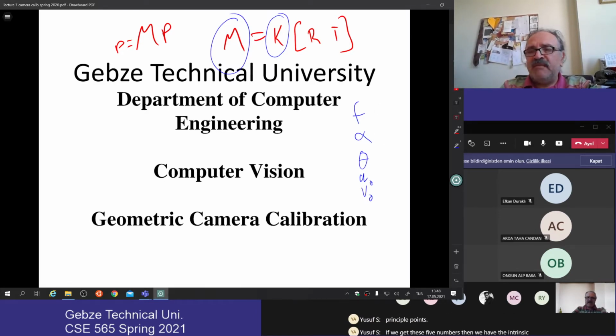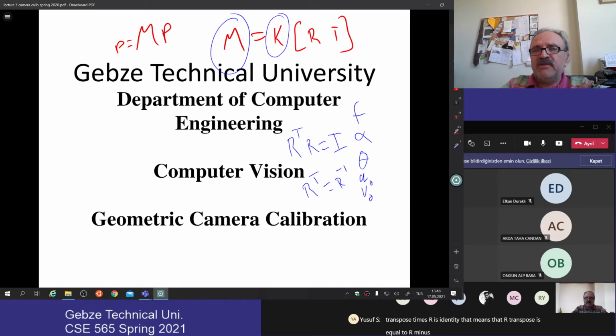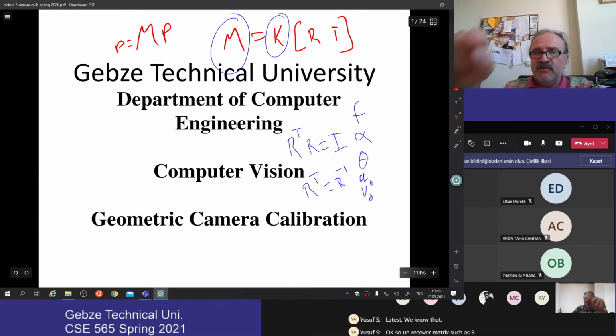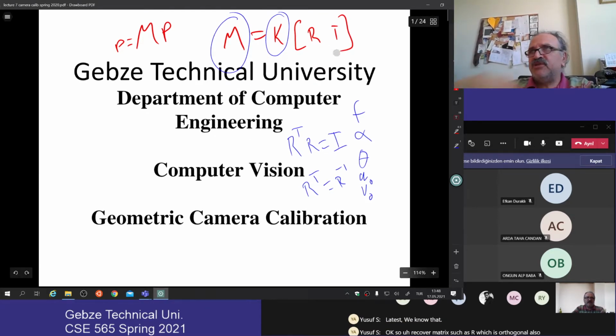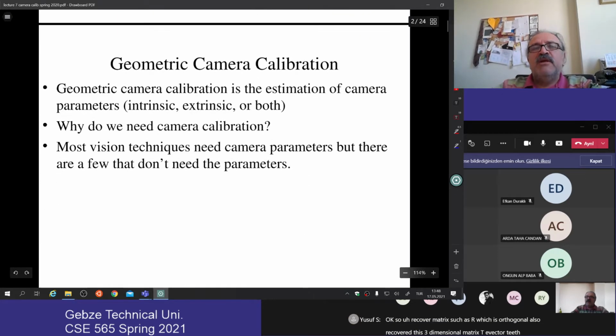For the extrinsic parameters, we have the rotation matrix. Remember, the rotation matrix is an orthogonal one. R transpose times R is identity. That means that R transpose is equal to R inverse. That's an orthogonal matrix, we know that. So we recover a matrix such as R, which is orthogonal. We also recover this 3-dimensional vector T. That's what we are going to do. So that's the geometric camera calibration.